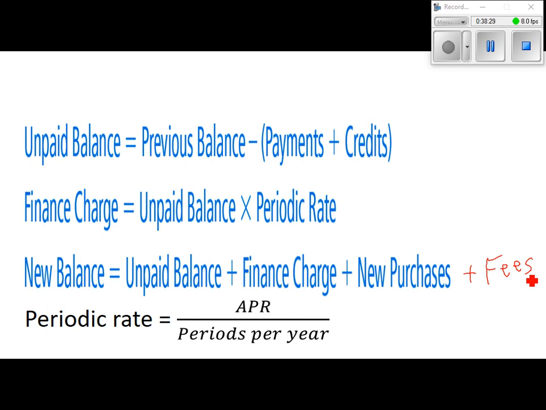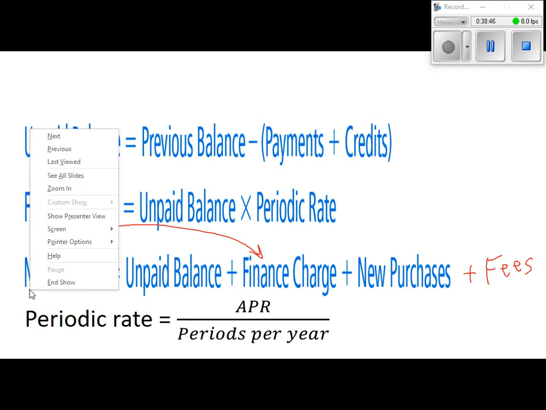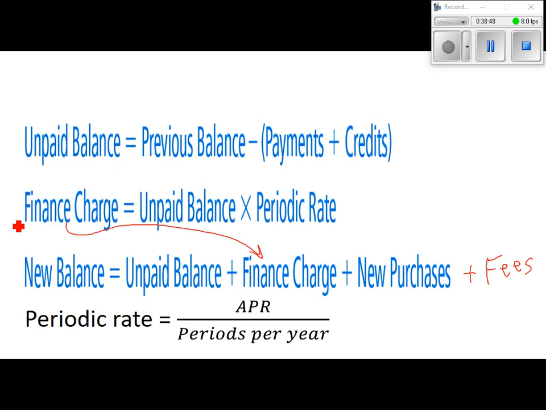So your new balance is always going to be the unpaid balance plus the finance charge, which came from right here, plus any new purchases, plus the fees. And again, remember periodic rate, whatever the percentage is that they tell you.